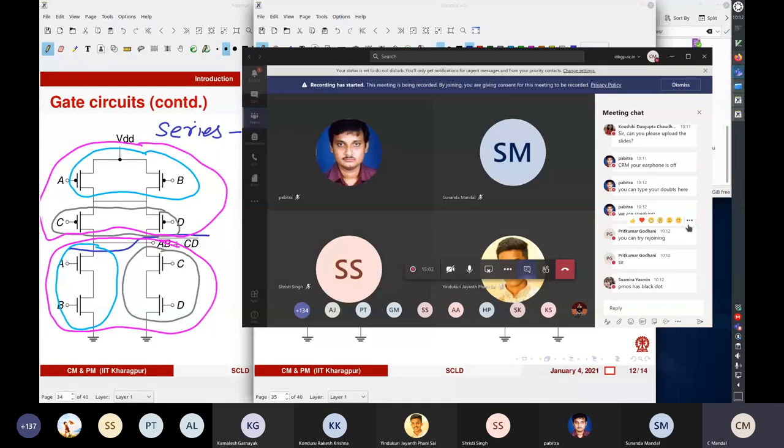Okay, so you can see that there is a visual difference, that the CMOS transistors are represented with a black dot at the gate. Okay, I mean, this is not the only way to represent a PMOS transistor, but this is one of the conventions.